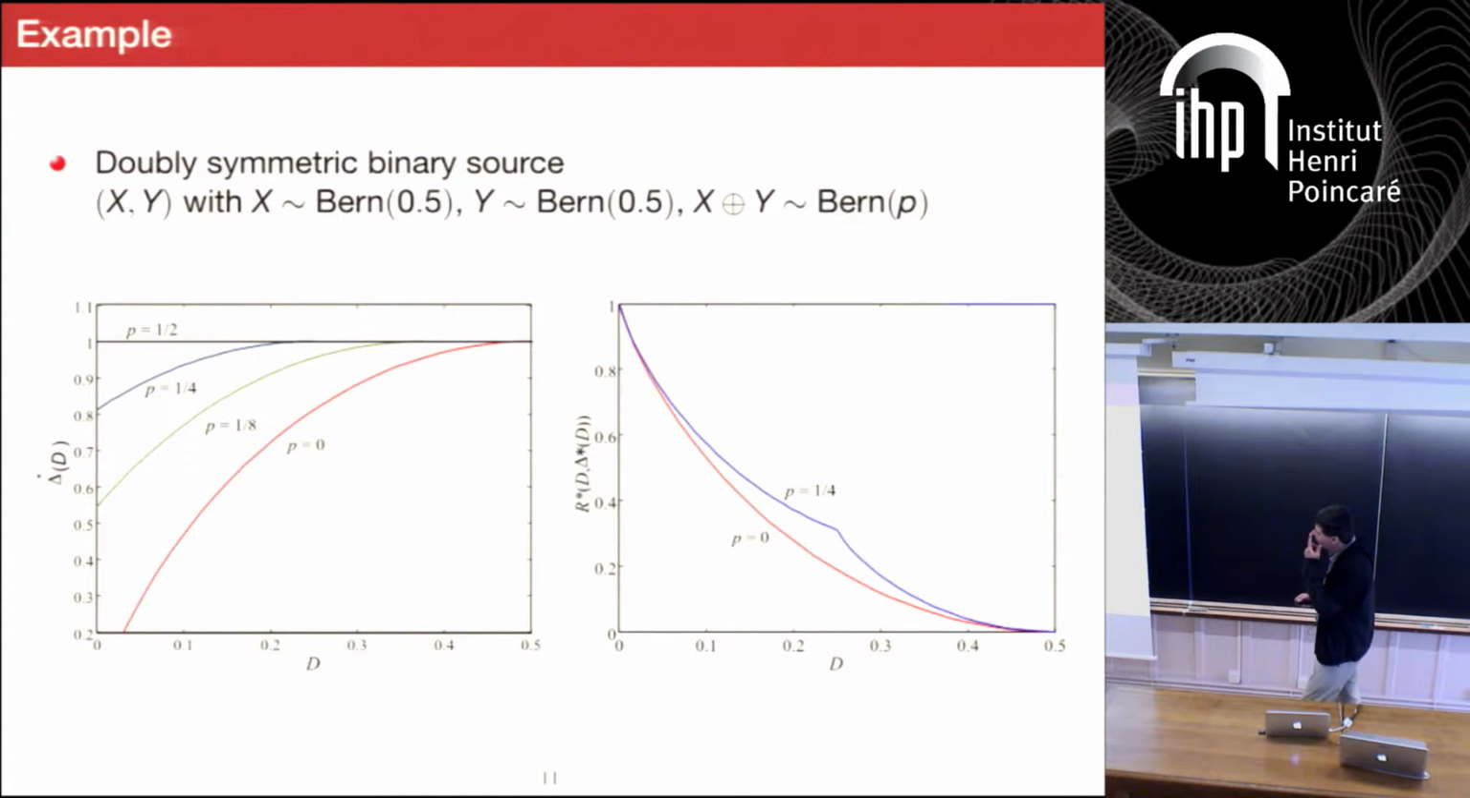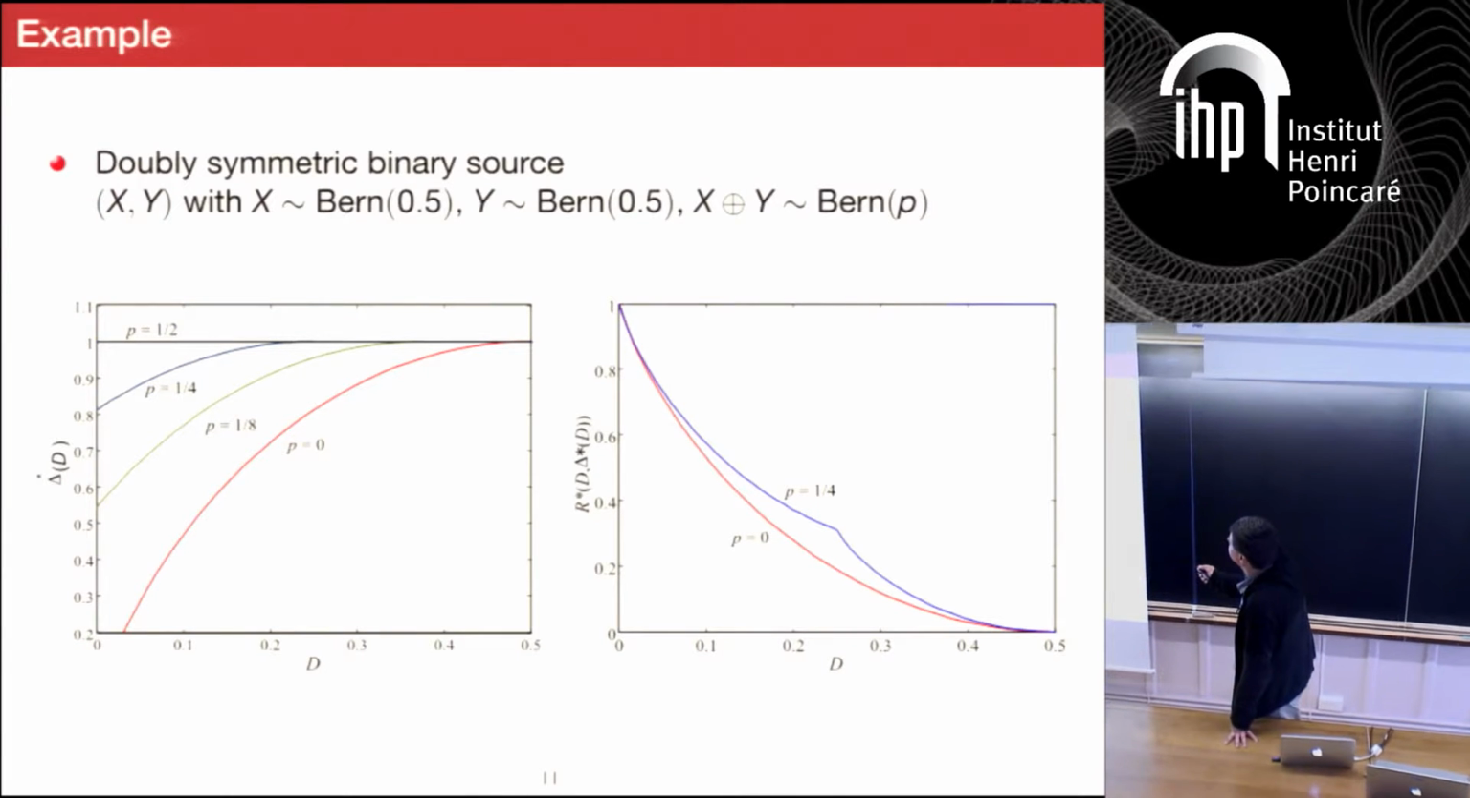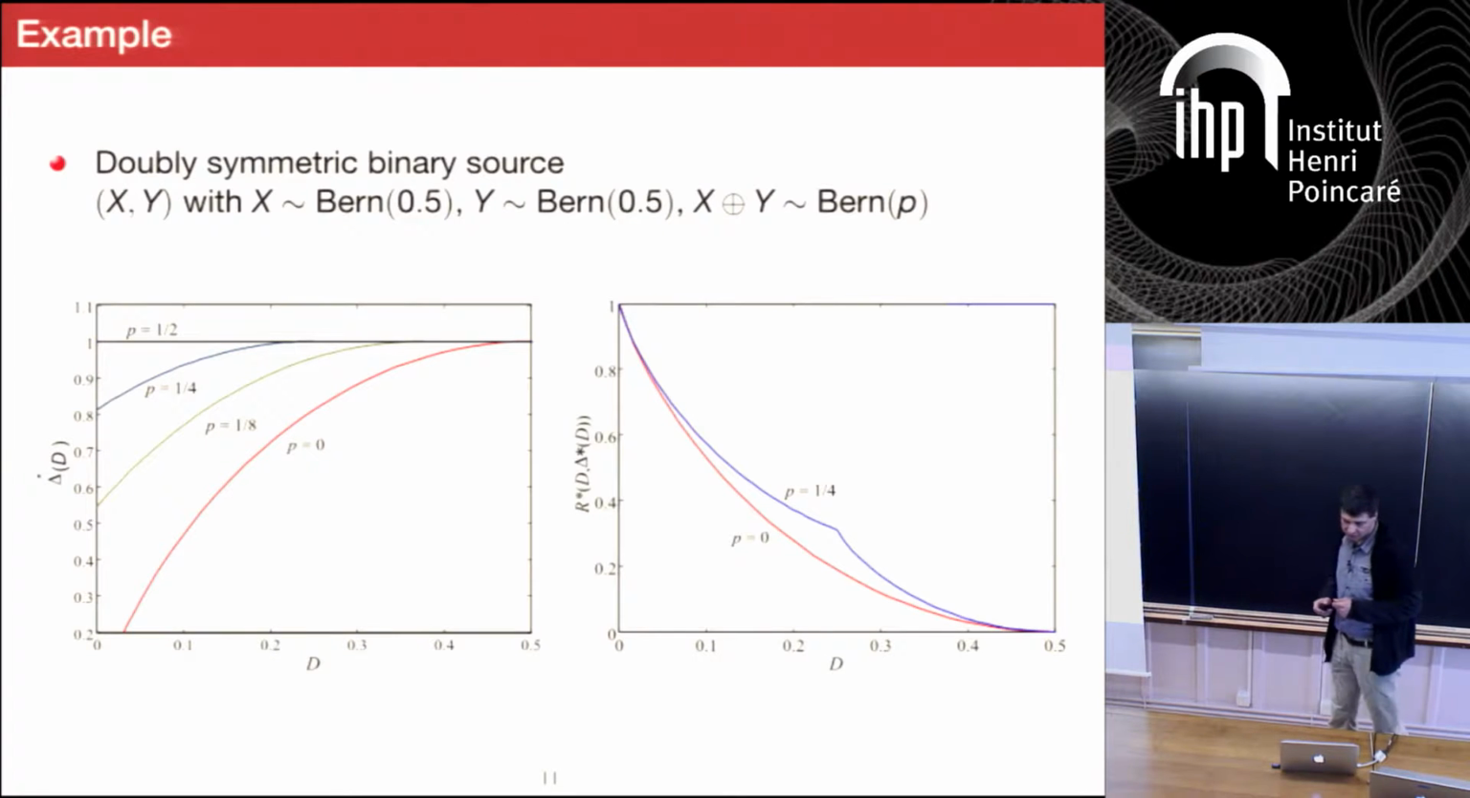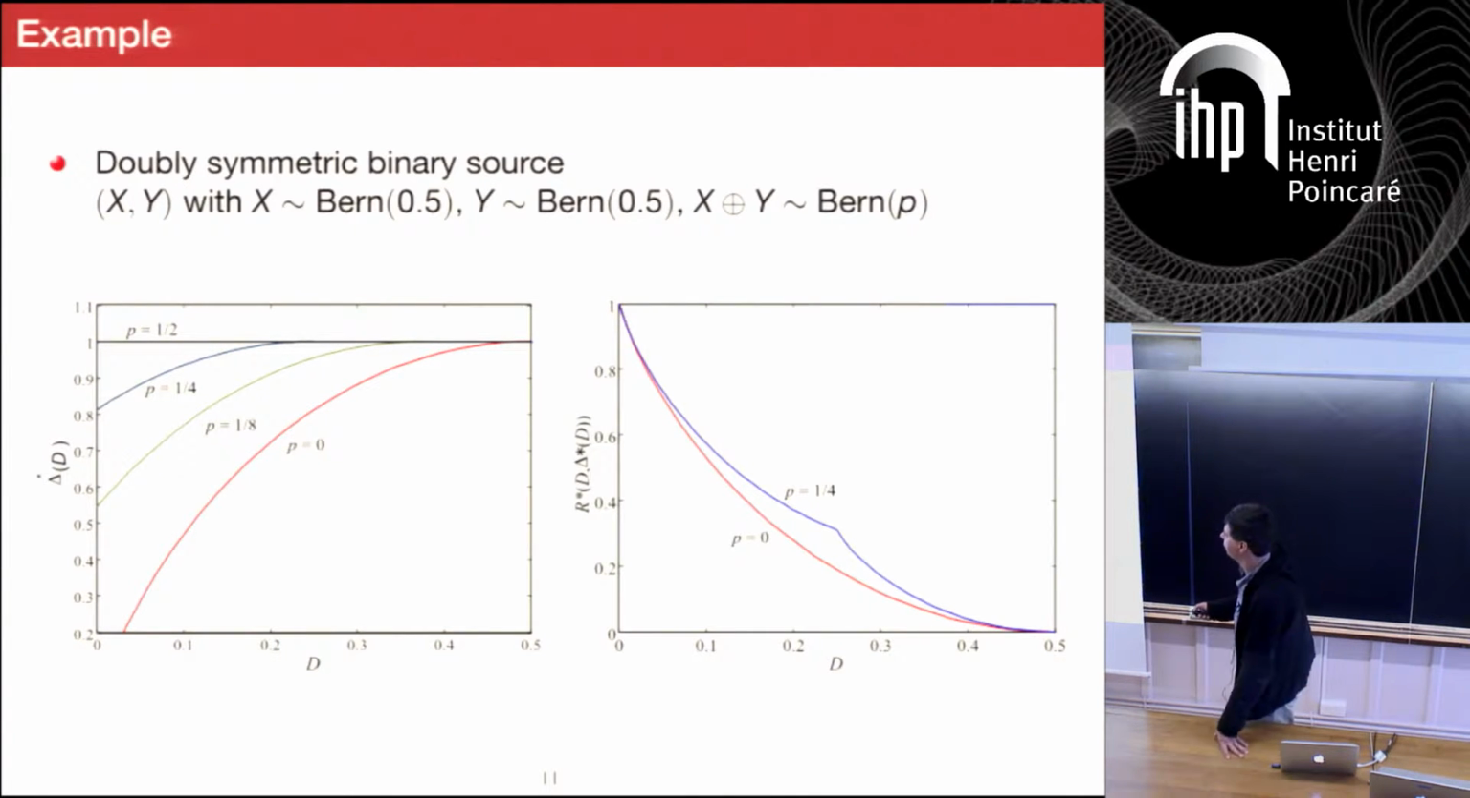Now this is an example of how this looks. Let's look at a doubly symmetric binary source. X is a coin flip and Y is a coin flip, and X plus Y is Bernoulli P. So if we add X and Y, we get a Bernoulli P distribution, and both X and Y are coin flips. In here we have the distortion versus the rate versus the equivocation, again the uncertainty at the decoder to estimate Y hat. Clearly, if P is a half, then X and Y are independent, and we can get this one here. If we increase the dependency between X and Y, we get lower here, so we actually lose in equivocation with distortion.